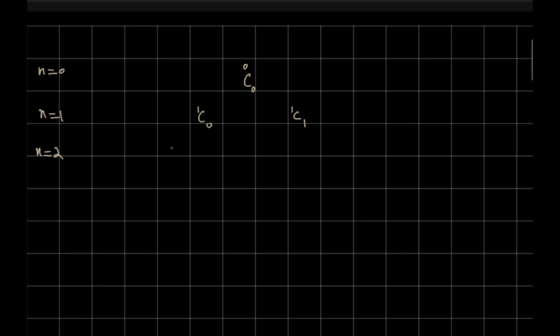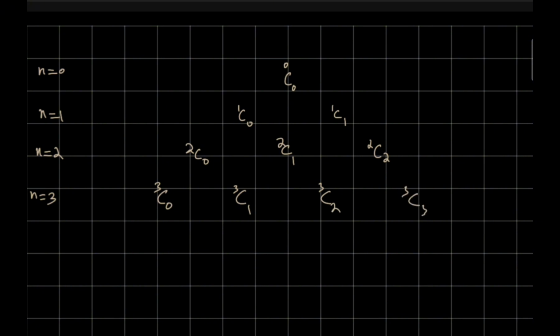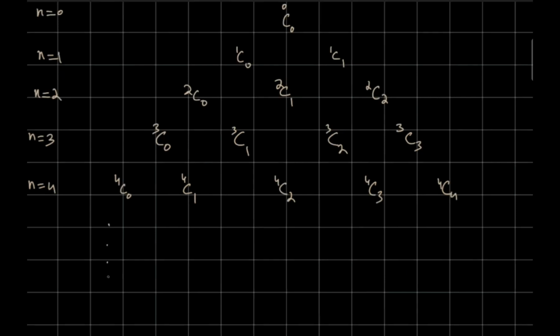So for n is equal to 2, you will get 2c0, then 2c1, then 2c2. Okay, for n is equal to 3, you will get 3c0, then 3c1, then 3c2, then 3c3. Look at one more expression for n is equal to 4. You will get 4c0, then 4c1, then 4c2, then 4c3, then 4c4. Then you will carry on this process. We can generalize this triangle for n is equal to arbitrary k.